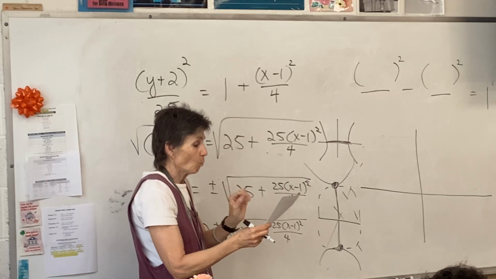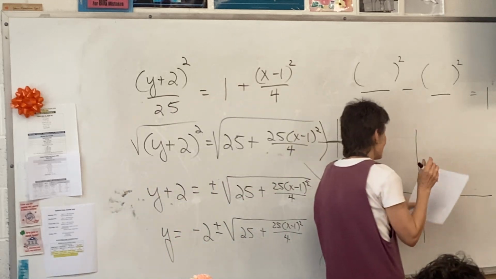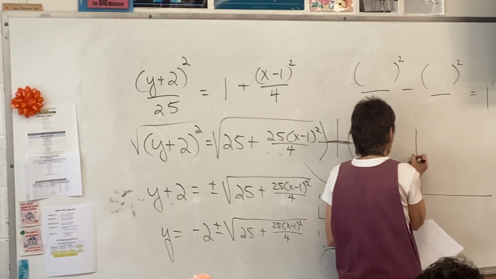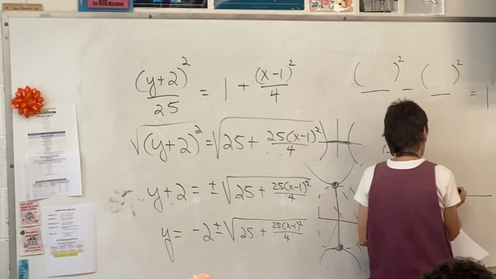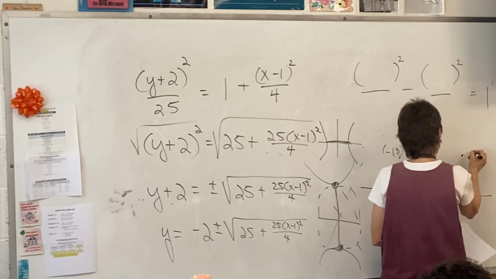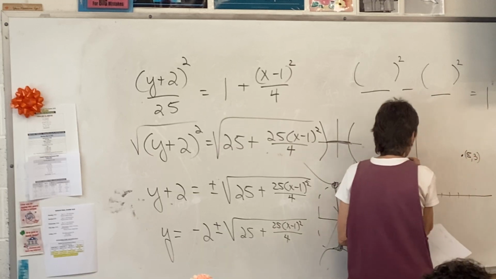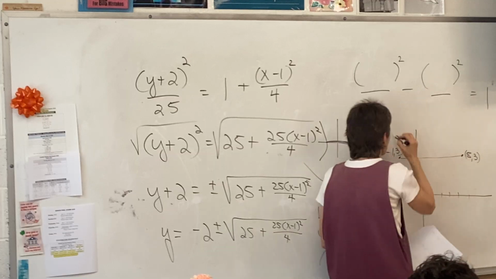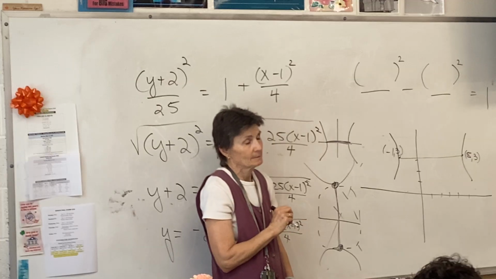It's the one that connects the vertices. All right? So what do I know in problem D? I know that (-1, 3) and (5, 3) are the vertices. This is your transverse axis. That means these are the vertices. Your hyperbola looks like that.